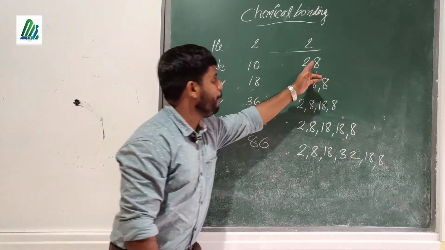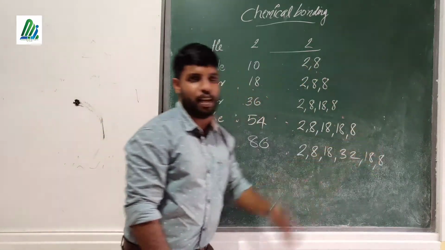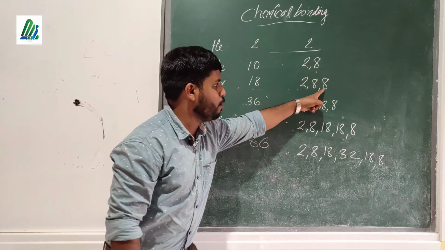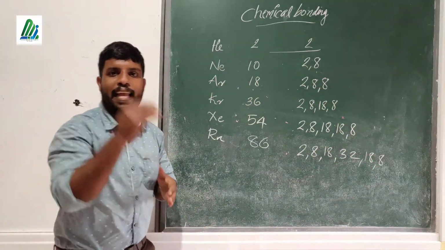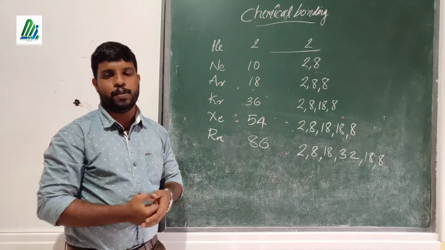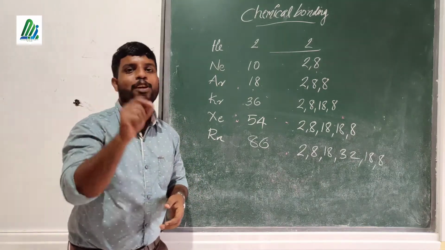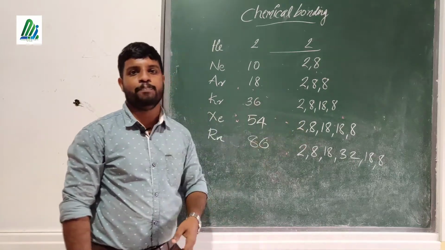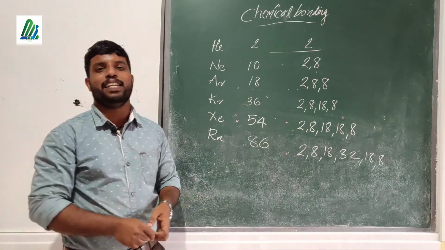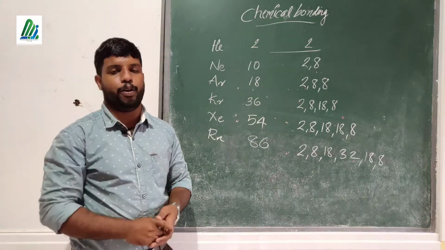So look at the number of valence electrons in these elements. Here 8, the next one also 8. The other elements also, their last shell, their valence shell, contain 8 electrons. If an element's electronic configuration has 8 electrons in the valence shell, that electronic configuration is known as octet electronic configuration.